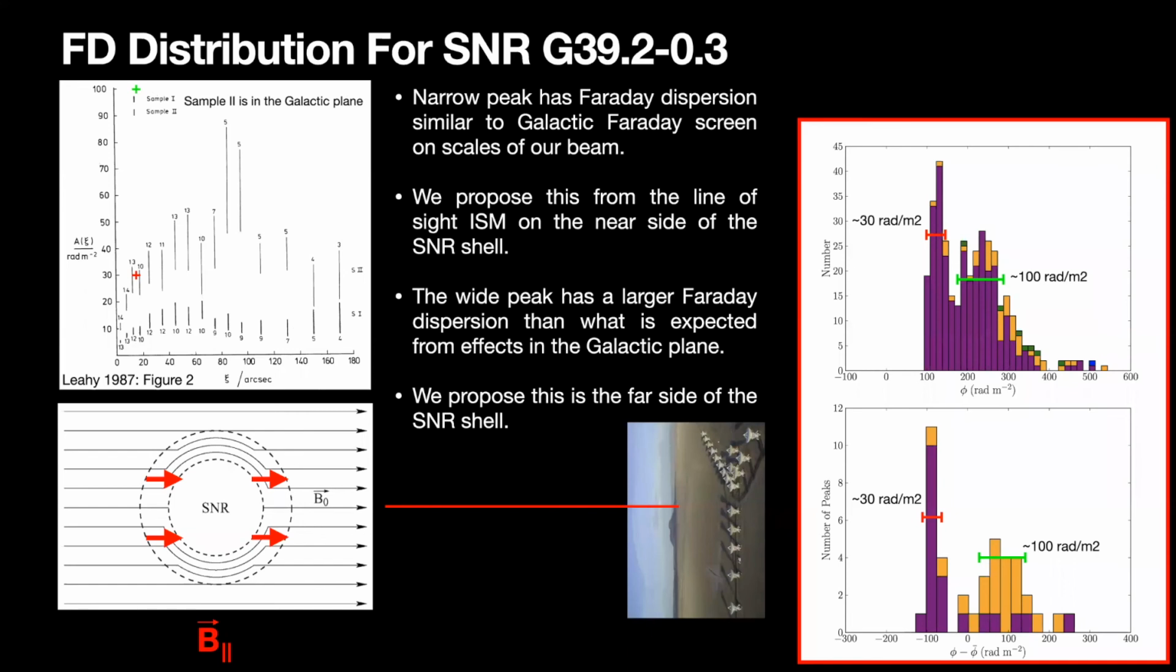From the Faraday depth distribution, we see a narrow as well as a broad peak. So we propose that the narrow peak corresponds with the front side of the supernova remnant shell, where the spread is caused by the Faraday dispersion from the interstellar medium on scales of our beam. And the backside of the supernova remnant corresponds to the broad peak, where the dispersion is caused from internal structure in the supernova remnant, as well as the near side of the supernova remnant shell.